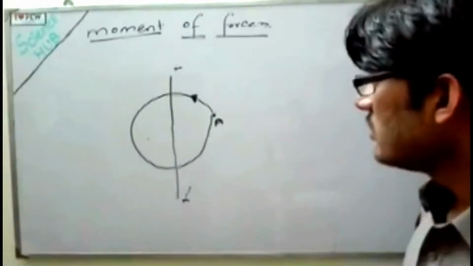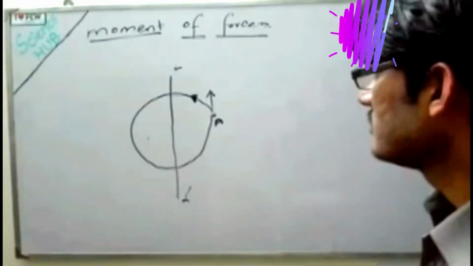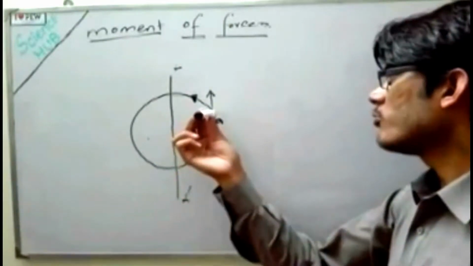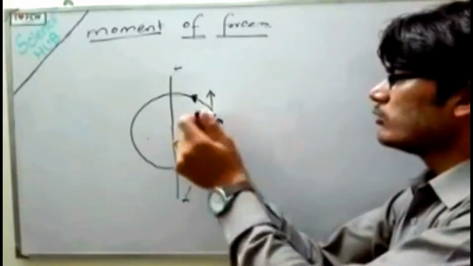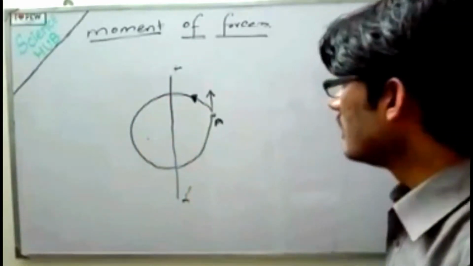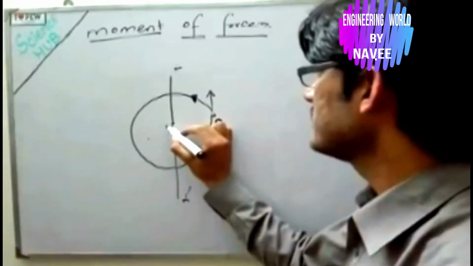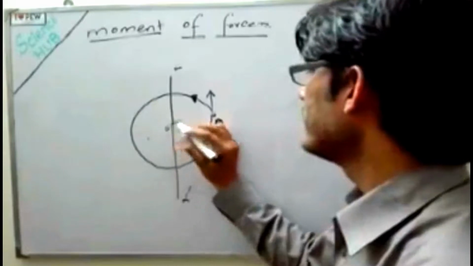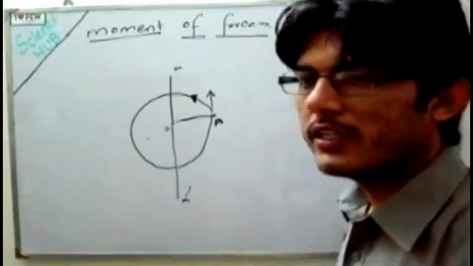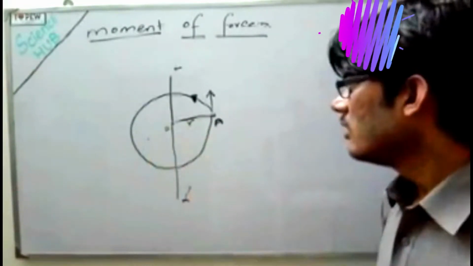Now I apply the force. The force applied at point A will be in this direction, into the board, like this marker. If this marker is the force, then this force applied on point A will be into the board, and it makes an angle of 90 degrees with the axis of rotation. Now the distance between the point O, let's say this is the point O and this is the origin of the circle, and the point A will be equal to the radius of the circle. We represent the radius of the circle with R.